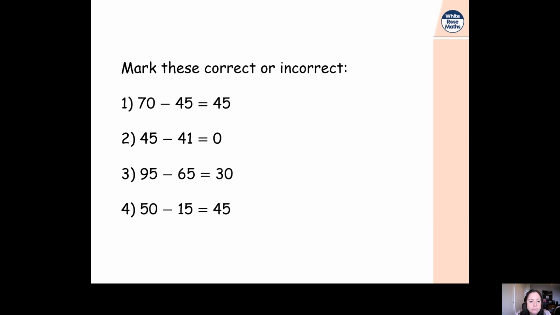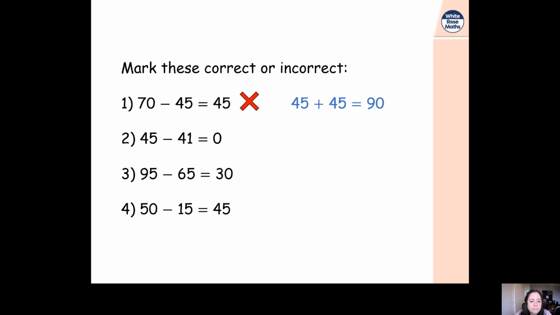How did you get on? 70 minus 45 can't be 45. I know that because 45 plus 45 doesn't equal 70. 45 plus 45 equals 90, a bit like the minutes in a football match. 45 minutes plus 45 minutes is 90 minutes.